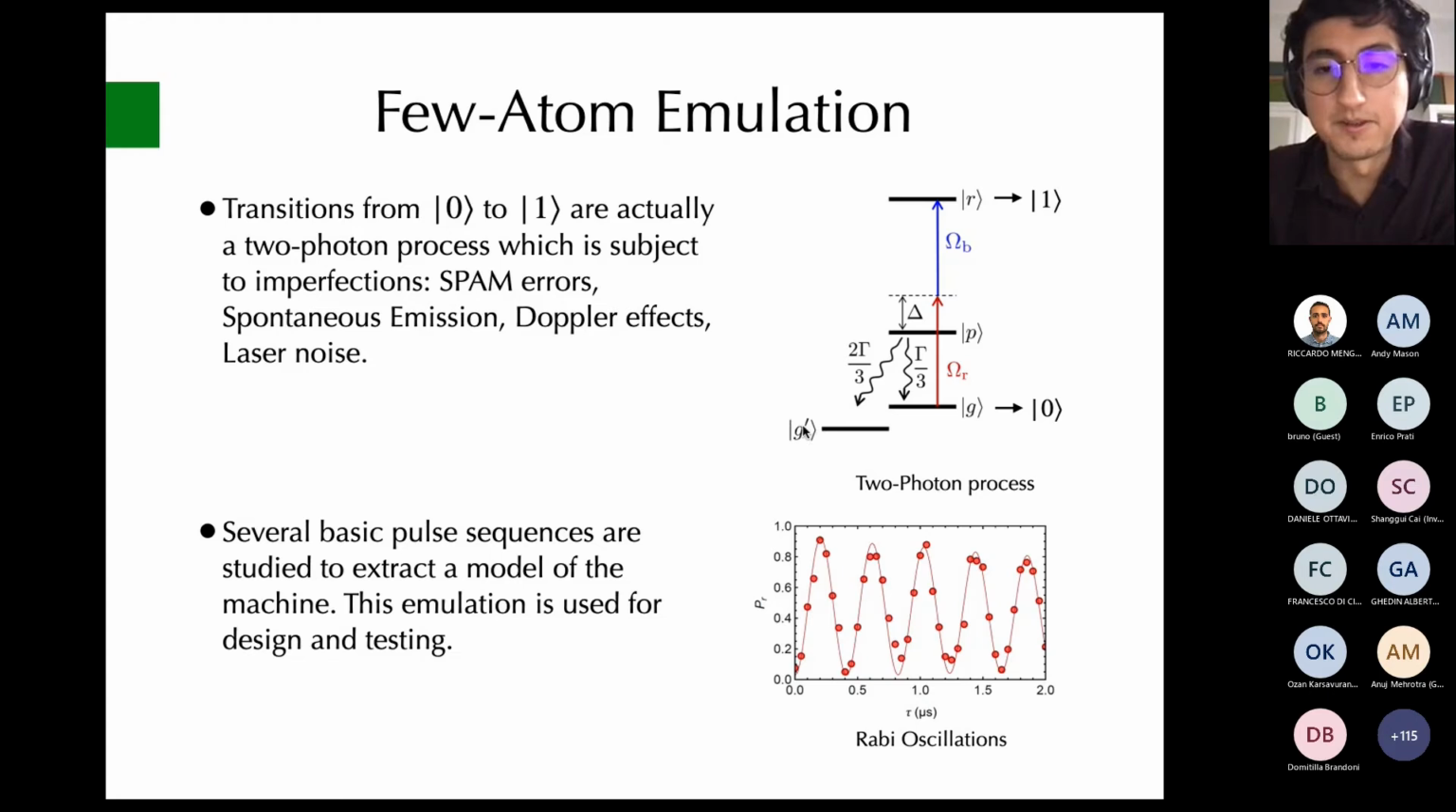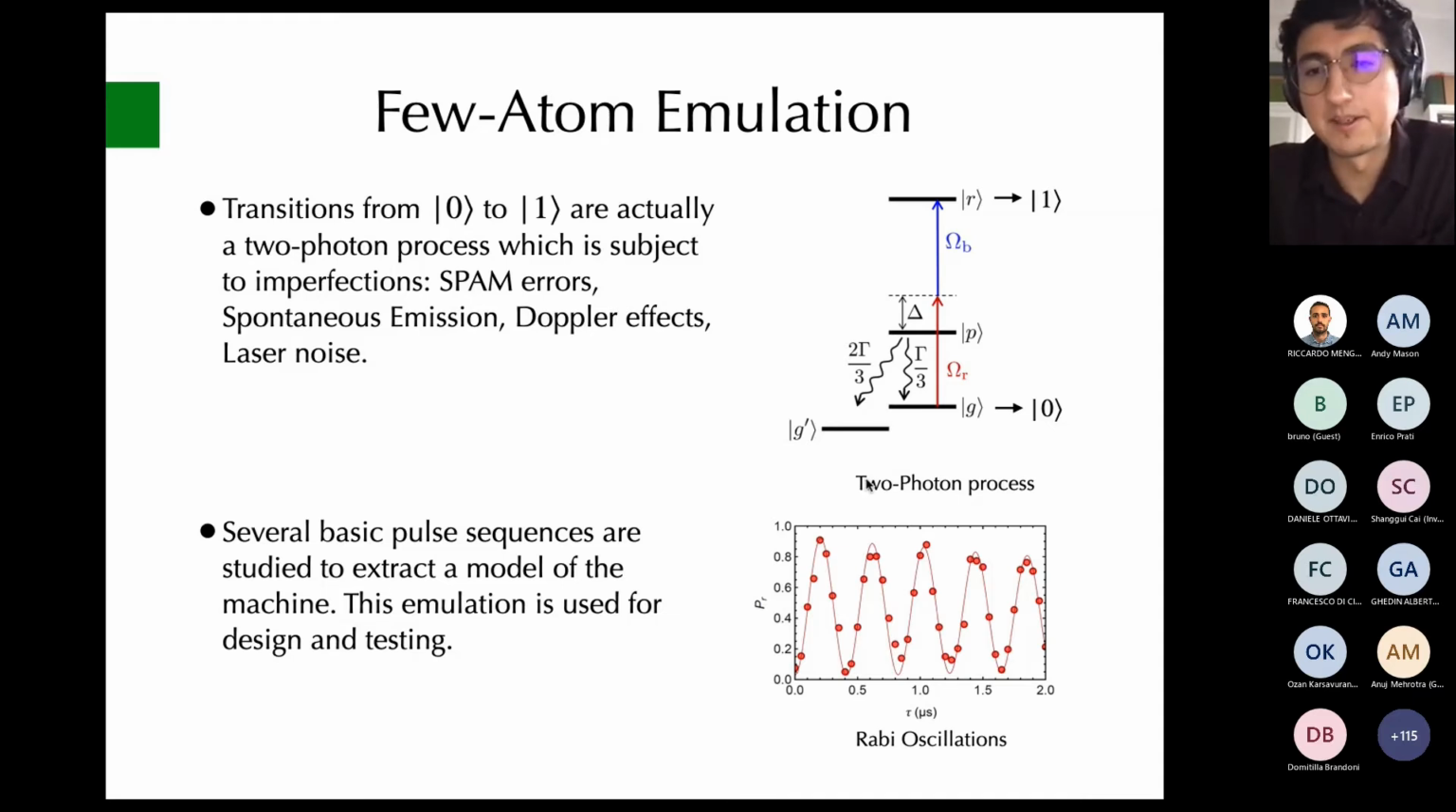You can have a spontaneous emission from this intermediate level. As you see, there's here another so-called garbage state. You can have Doppler effects induced by the finite temperature of the atoms and the way that the lasers act during the transition. And of course, you have the imperfections in the laser noise. So one of the goals of the emulation team in Pascal is precisely to have a model of these types of interactions.